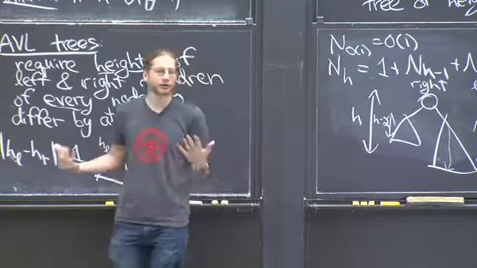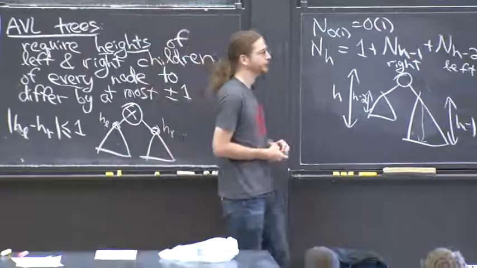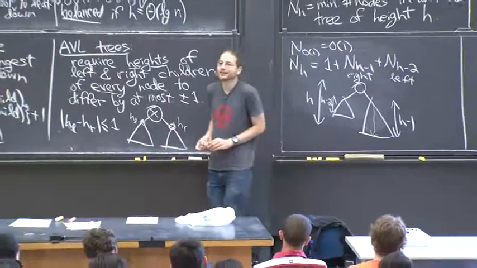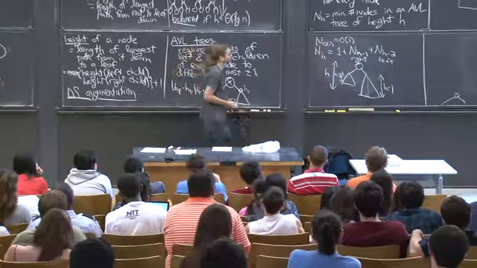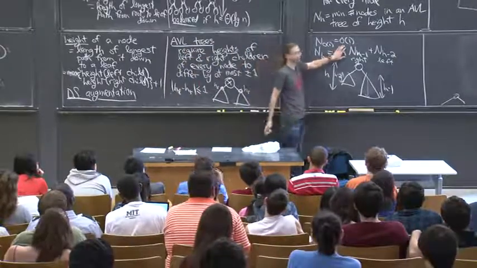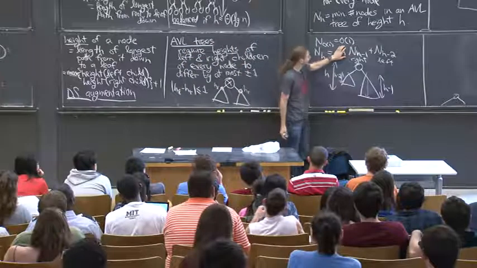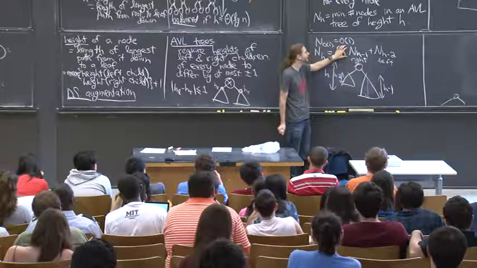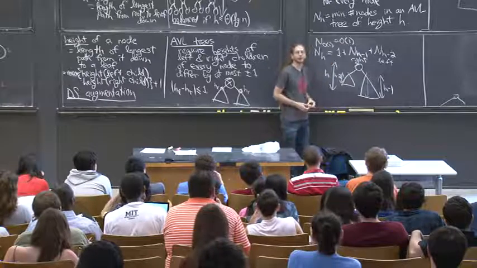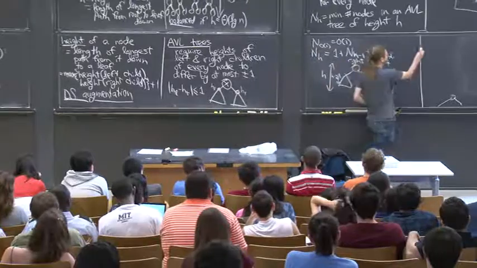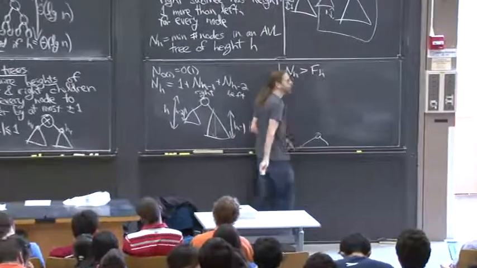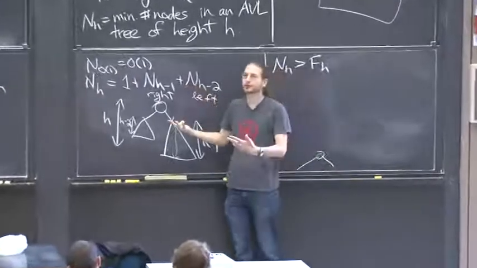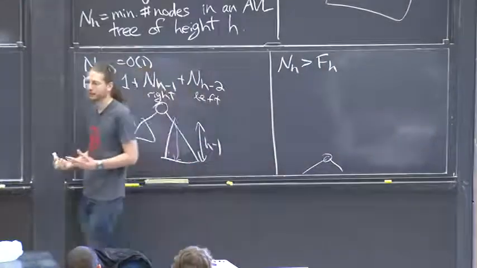So any suggestions on how we could figure out this recurrence? Does it look like anything you've seen before? Fibonacci. It's almost Fibonacci. If I hid this plus 1, which you wanted to do, then it would be exactly Fibonacci. OK, well, that's actually good. Because in particular, n sub h is bigger than Fibonacci. If you add 1 at every single level, then certainly you get something bigger than the base Fibonacci sequence.